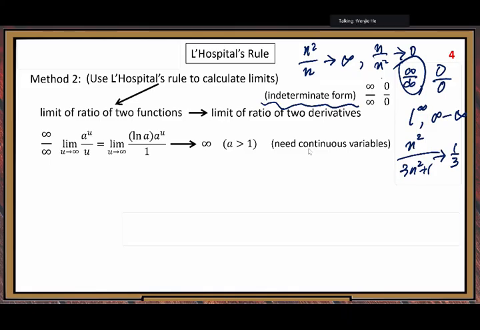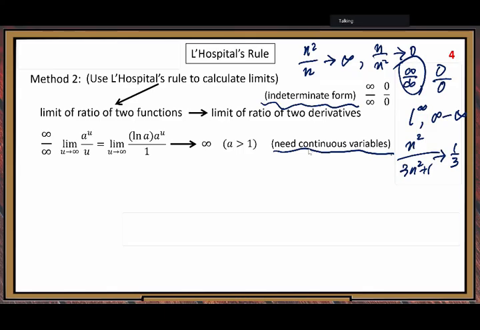How do you know derivatives exist? How do you know the derivative exists for those two growth functions? Here we need to make sure the derivatives must exist. For that reason, we need to consider a continuous variable, not a discrete variable. So what is the difference between a continuous variable and a discrete variable?